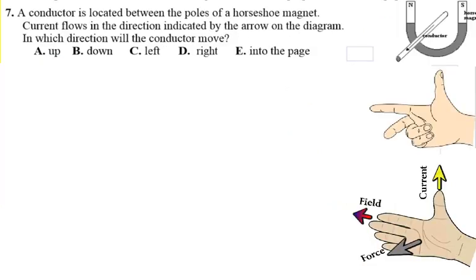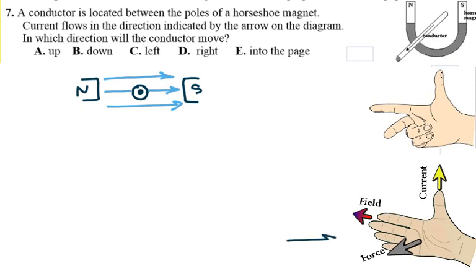Here's another question. You have a North Pole, a South Pole, and there is a wire in between, and the current is coming toward you. They want to know the force acting on the wire. The magnetic field lines are going to be going from north to south. So I have magnetic field lines from north to south.